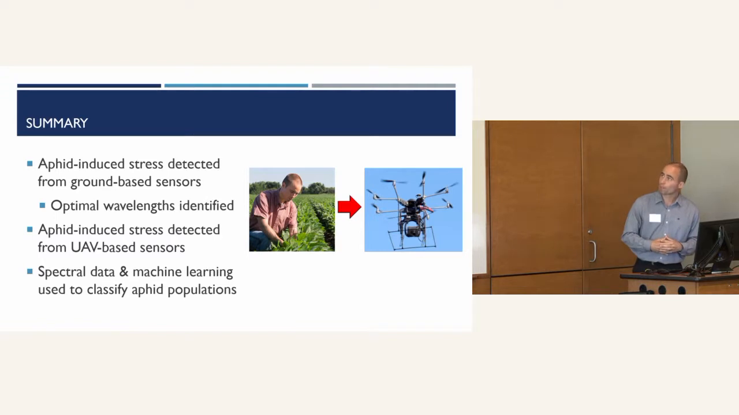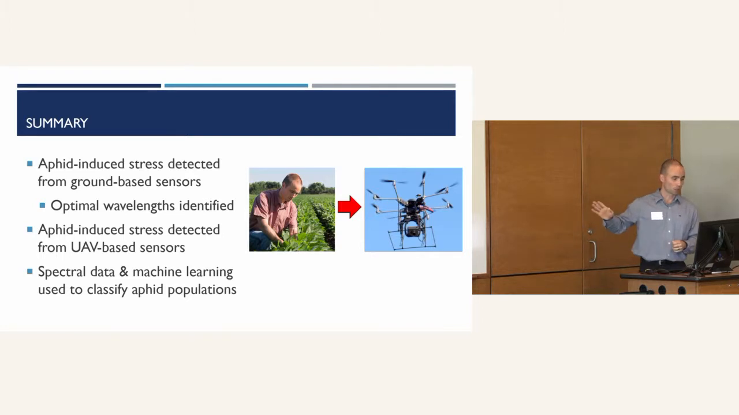So in summary, we were able to show that aphid-induced stress can be detected from ground-based sensors. We were able to find some optimal wavelengths for identifying this stress. We're able to show that this aphid-induced stress could still be detected from the air, from a UAV. We're optimistic that some of these satellite-based sensors could hopefully detect the stress as well, but further work needs to be done there.